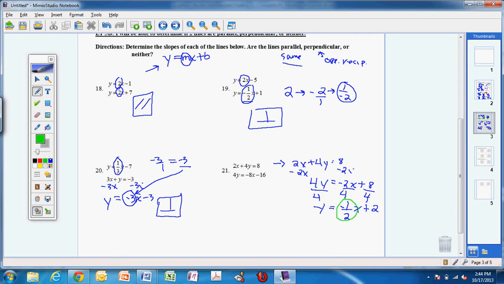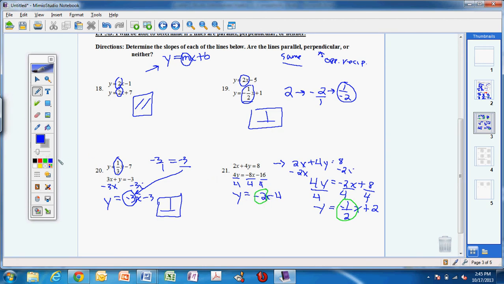Now I need to find the slope of my other line. This one is really close. The only thing I have to do to get y by itself is divide everything by 4. Then I'm left with y equals, again, negative 8 over 4, which is negative 2, and then 16 divided by 4 is just 4. That's y equals negative 2x minus 4. So the slope of my second equation is going to be negative 2.